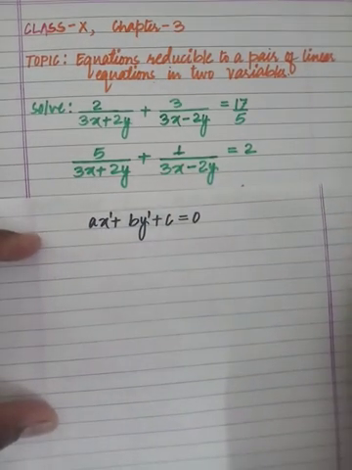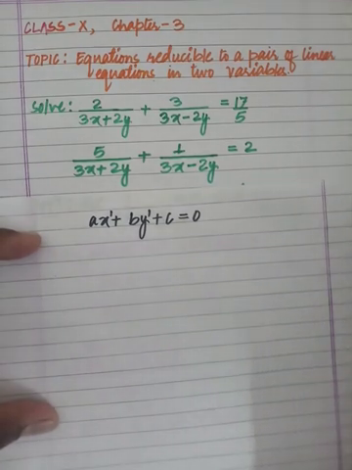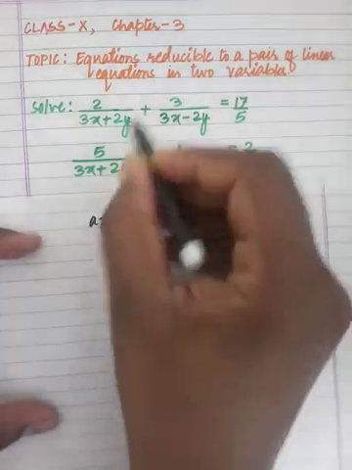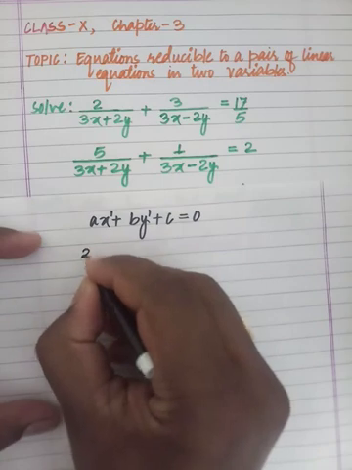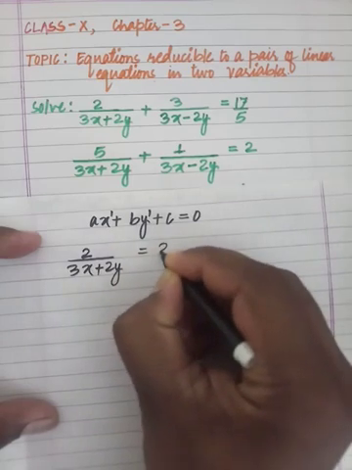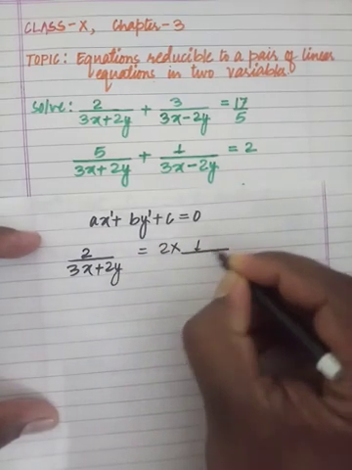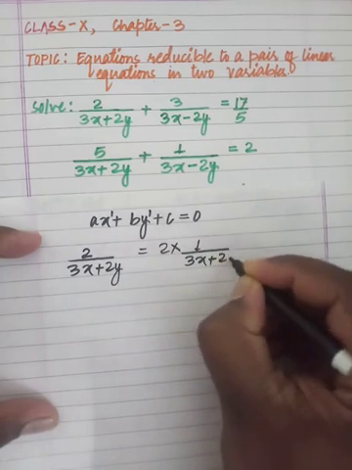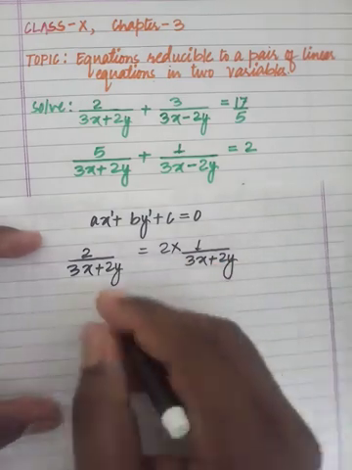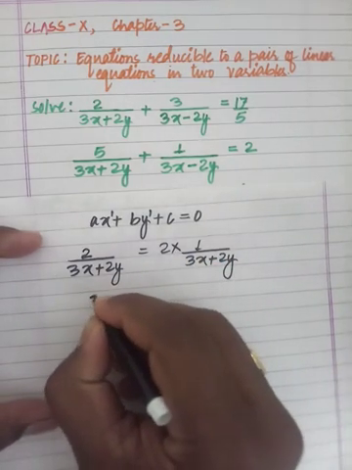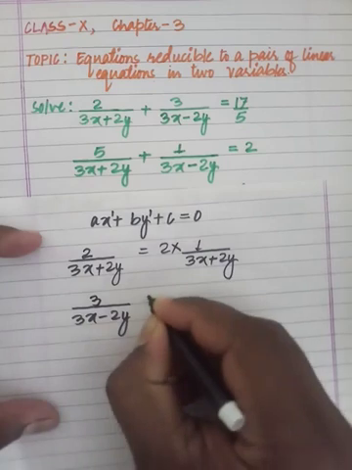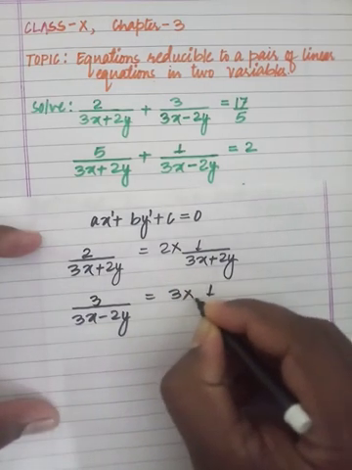So how do we reduce these non-linear equations to linear equations? We have to do some appropriate substitution. Here you can see in the first equation, I can write 2 upon 3x plus 2y as 2 multiplied with 1 upon 3x plus 2y. I can write the first term of the first equation in this way. The next term is 3 upon 3x minus 2y. So can I write this as 3 multiplied with 1 upon 3x minus 2y?